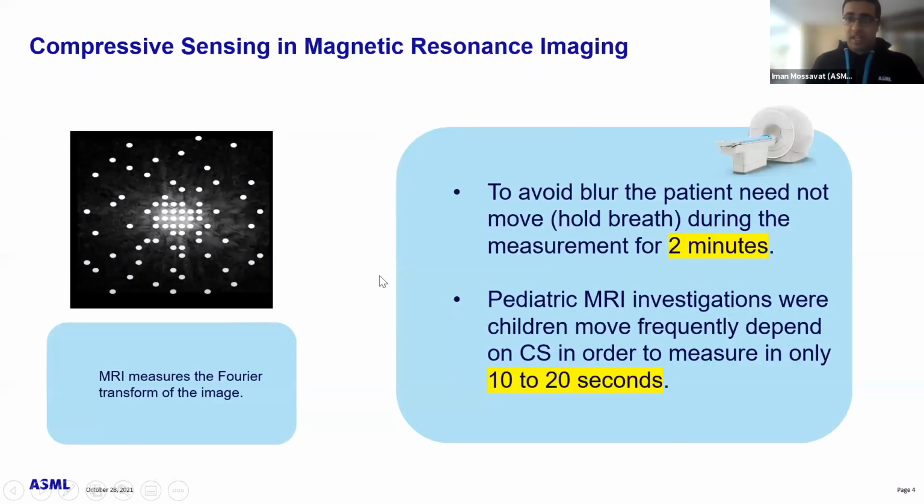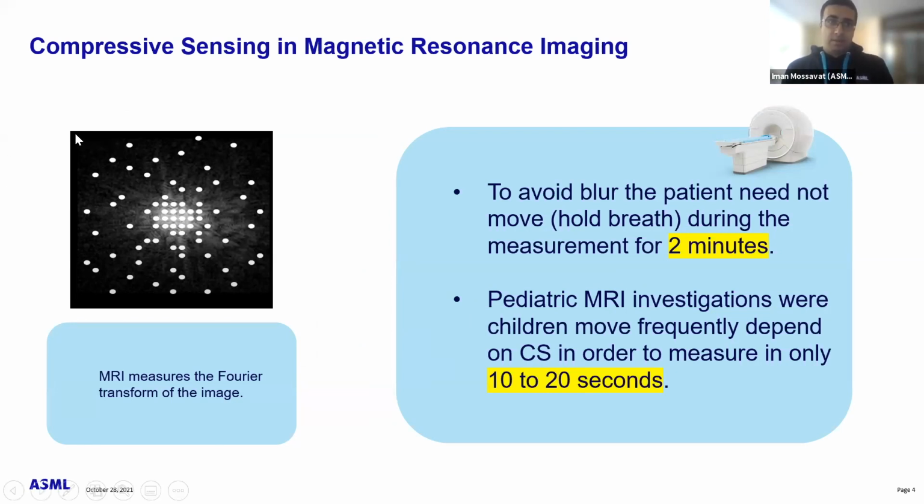I want to give you an example. This is an example that really opened a whole new host of applications for MRI, magnetic resonance imaging. Essentially for pediatric applications, children are not very cooperative patients. They would move a lot, and that would cause blur. You cannot ask them to hold their breath for 2 minutes. They can maybe do that for 10 to 20 seconds. So here you use compressive sensing to shorten the time.